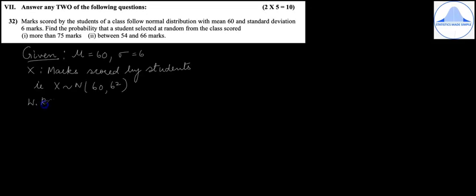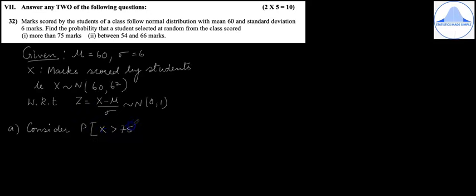Now the most important step is to write the standard normal variate formula. That is, we know that z is equal to x minus mu by sigma, which follows normal 0, 1. So this formula is important to write. So now let's start with the first subdivision. Consider probability of x greater than 75. More than 75 means greater than 75.